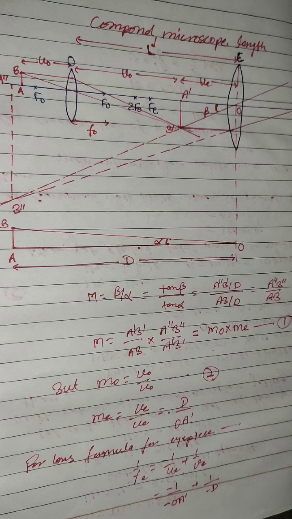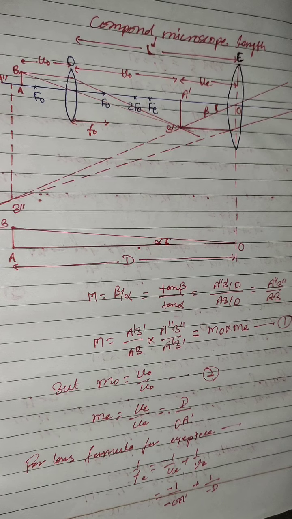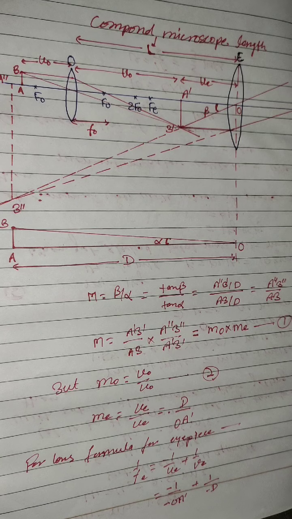Dear students, in this video we are going to discuss the compound microscope. So first of all, let's see the construction of the compound microscope. A compound microscope consists of two convex lenses mounted coaxially within two sliding tubes. The distance between these two lenses can be arranged with the help of a rack and pinion arrangement.